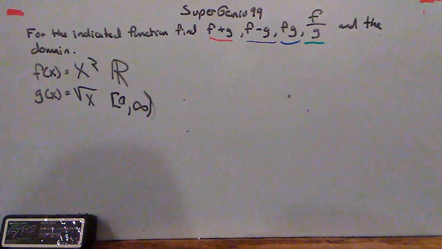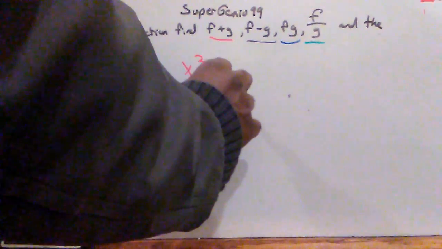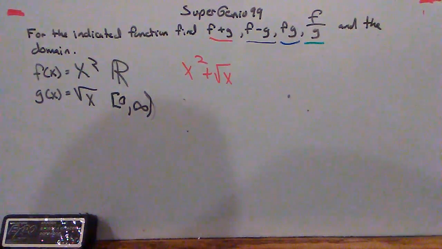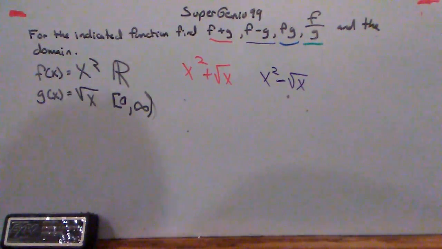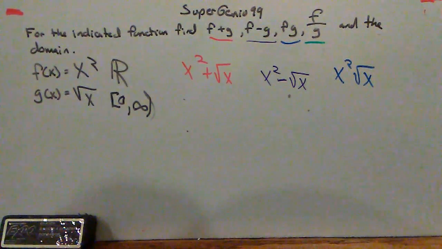Okay, let's find out what f plus g is. Okay, that's that. Nothing can simplify. F minus g. Okay, and then you can do to simplify there. F times g. We could simplify this. Let's go for it.